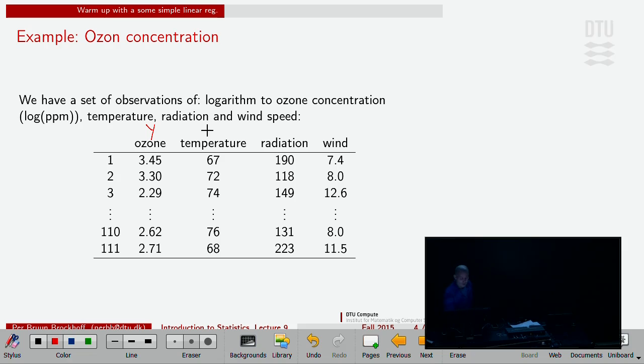And then we have measured temperature, radiation, wind. So I have a collection of 3 potential explaining variables, or independent variables, that potentially could relate to the ozone concentration, right?